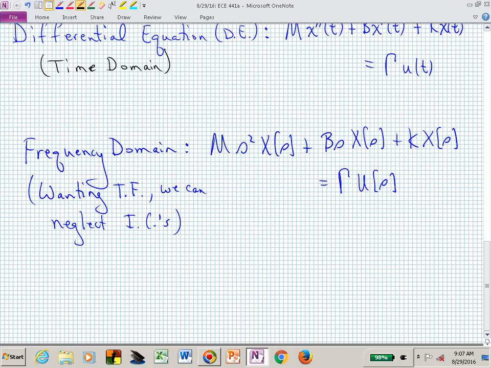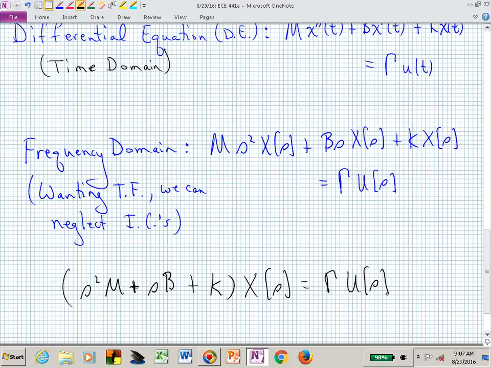And to find the transfer function, let's just combine or factor out the variable capital X of s, and we have s squared m plus sb. See, I didn't want to have any bs today, so I said sb plus k times X of s is equal to gamma U of s.